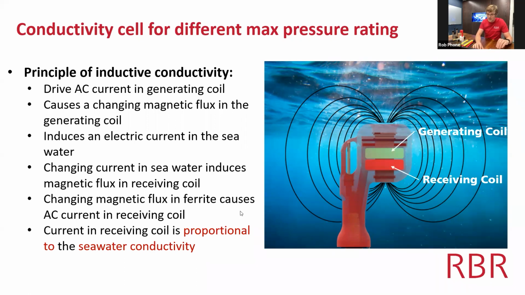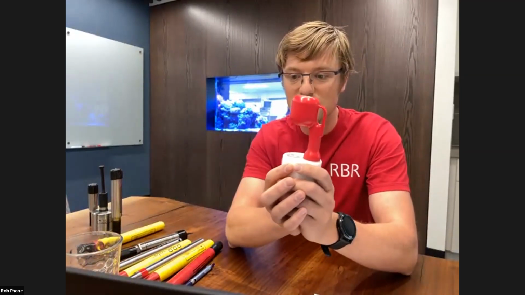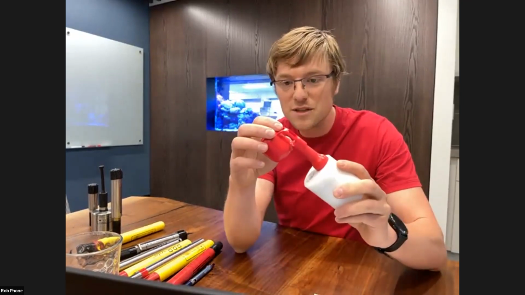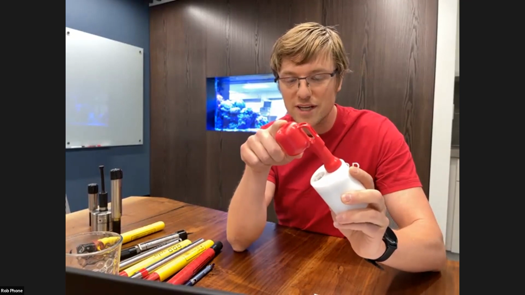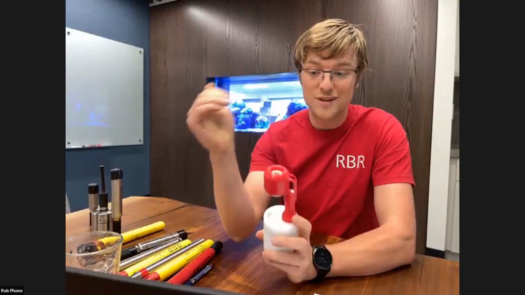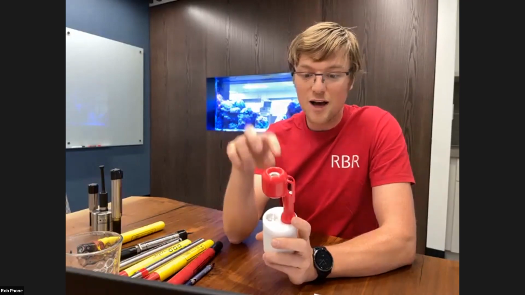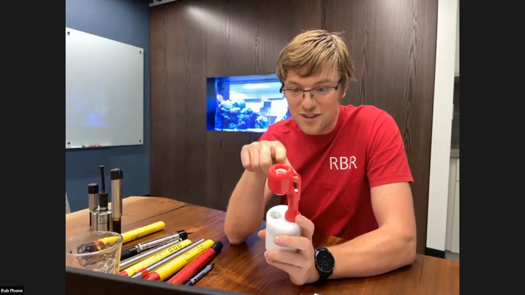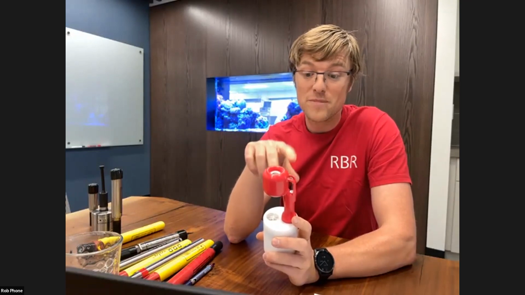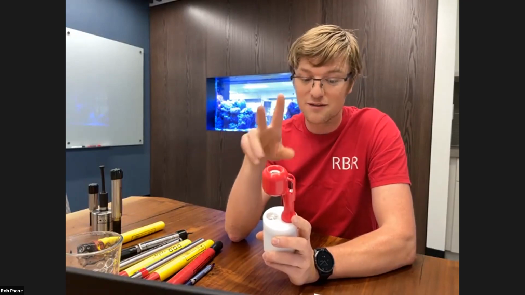I have an example of one here. This is what our inductive conductivity cell looks like. Note that the thermistor is located quite close to the cell. This particular one is streamlined, so it flows nicely through the water as it's being profiled. The location of the thermistor relative to the inlet of the conductivity cell is very important because we want to make sure we are measuring the exact same parcel of water so that our temperature and conductivity readings are very nicely matched.